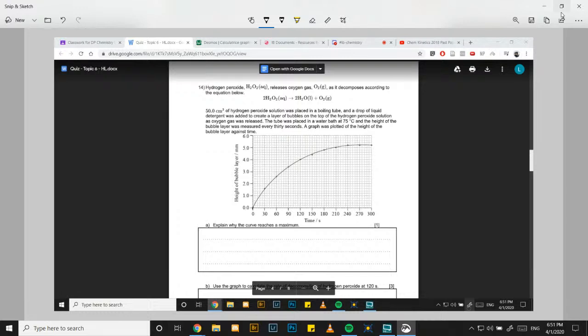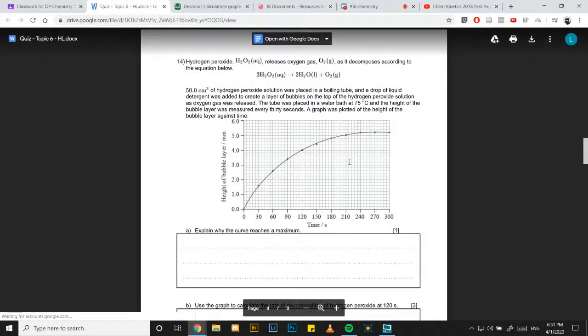Actually, let me draw that a little better. I'll show you what that looks like. Right? So, there, that's a lot better. It reaches the peak faster. That's how it looks like. Okay.